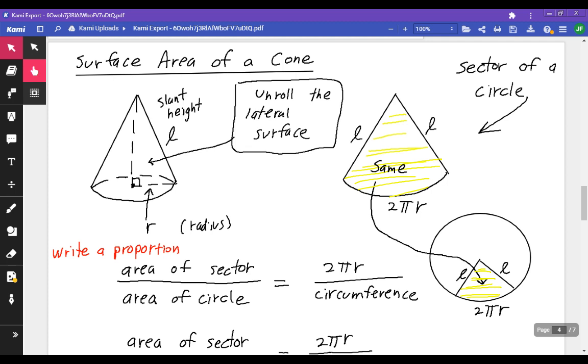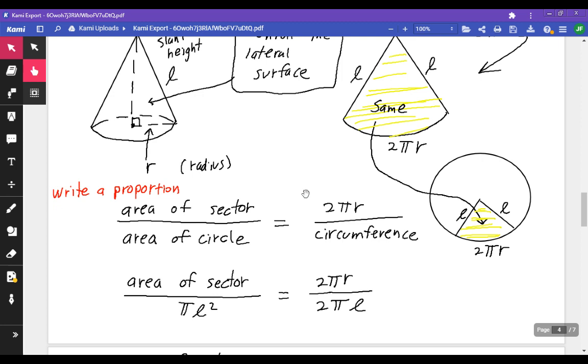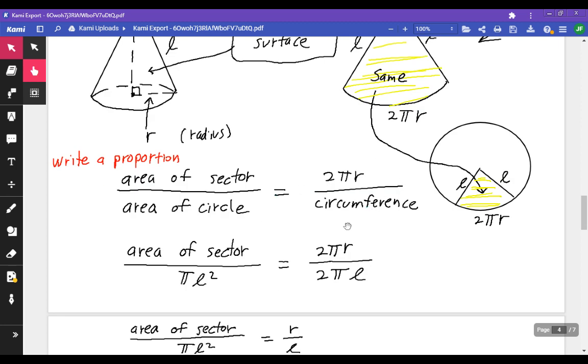So we're going to set up a proportion where the area of the sector, the yellow part here, divided by the area of the total circle, that's one fraction of the proportion, is going to be equal to this piece, this 2 pi r, the arc of the sector, divided by the total circumference of the circle. So it's a proportion comparing the small yellow piece's area with the area of the circle, and its little arc, this curvy part of it, with the circumference of the circle.